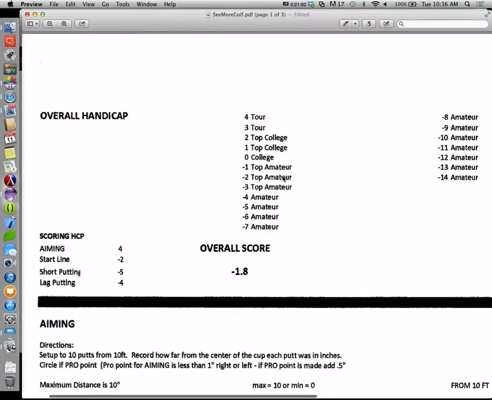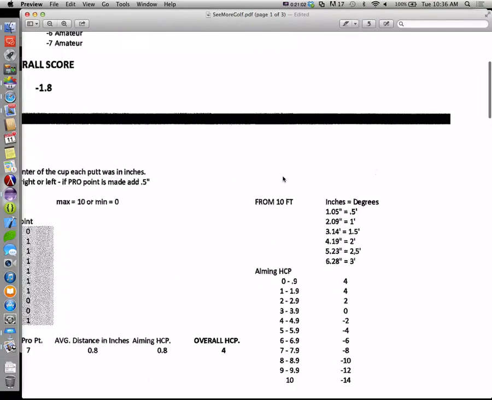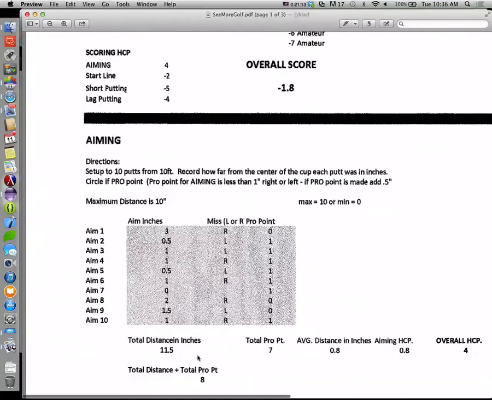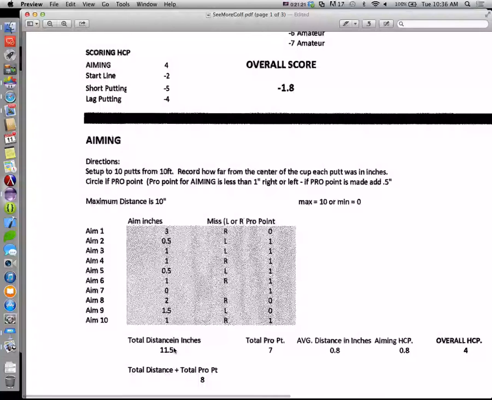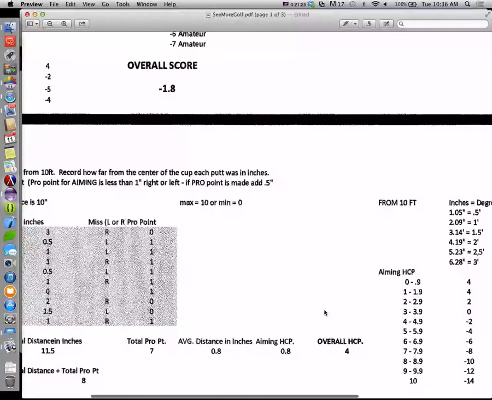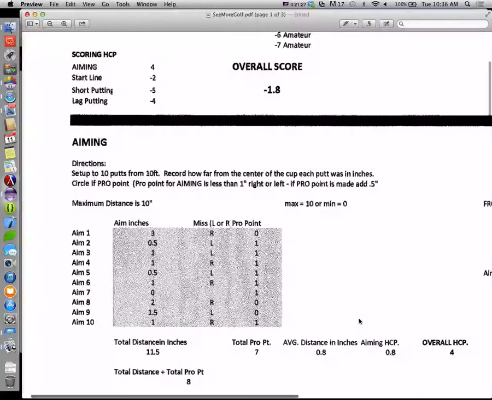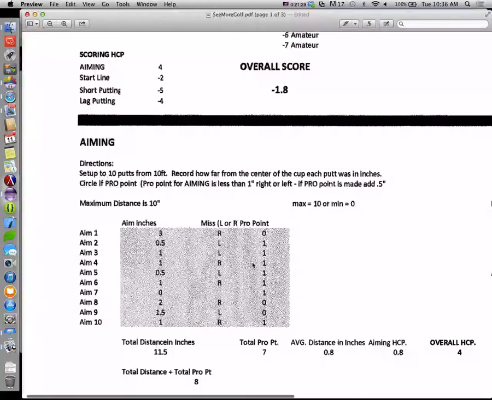Okay, so what it seems like we need to do is we need to take in all of our putts in inches, convert them to radians. From there, we deal with our radians. We sum all that up. No, not radians. Convert it to degrees. From there, we sum up all our degrees. We get our average degrees. And that gives us our handicap. We need to decide how our pro points work.